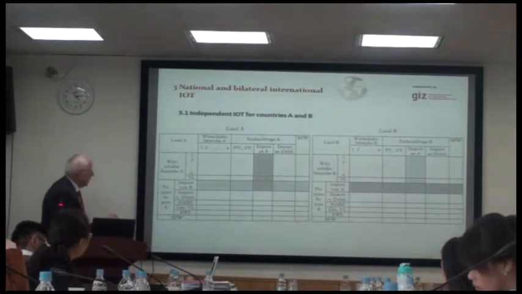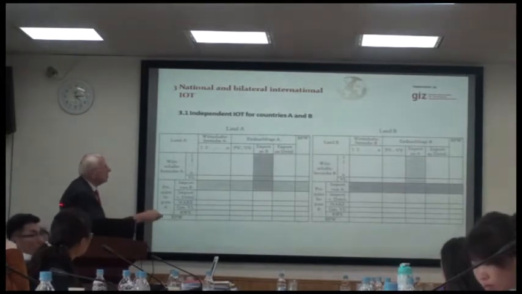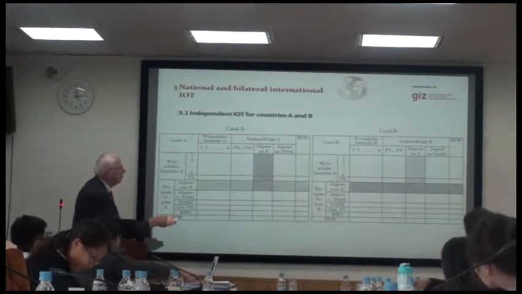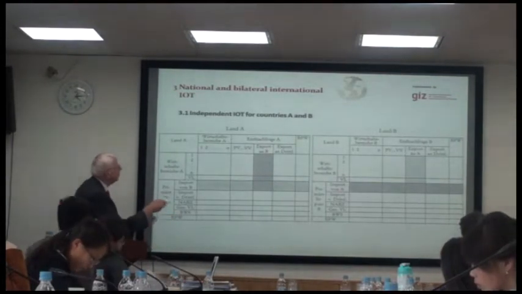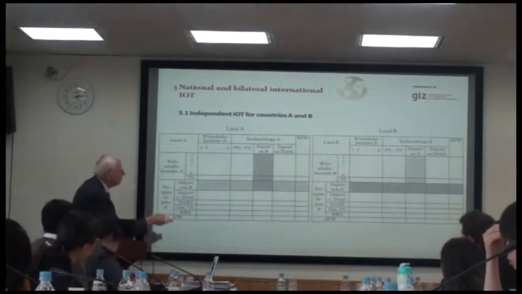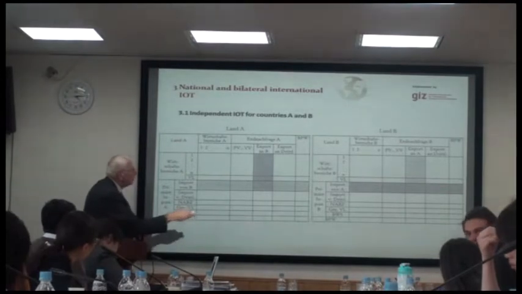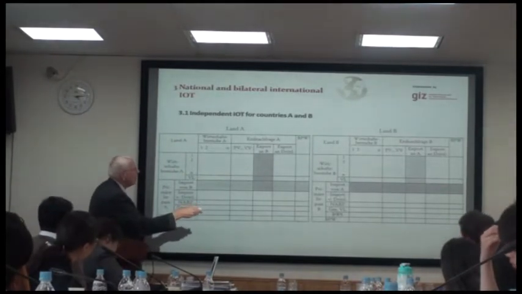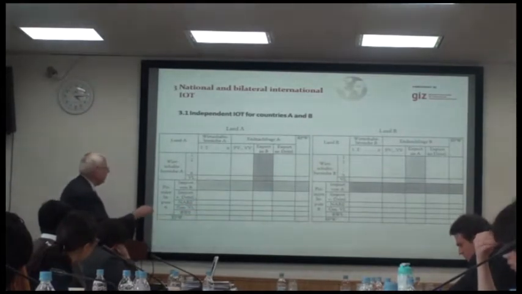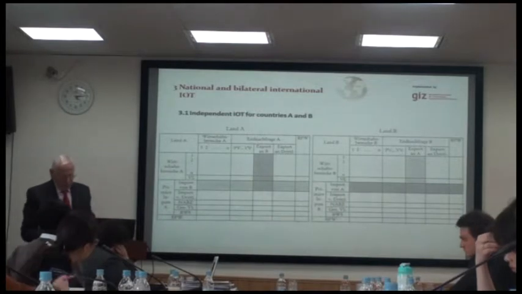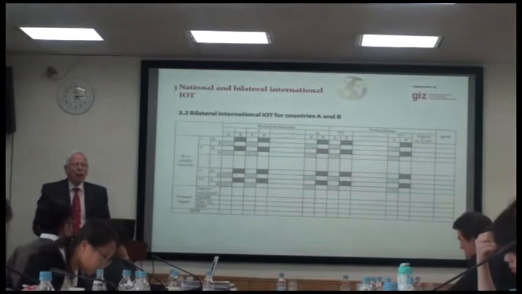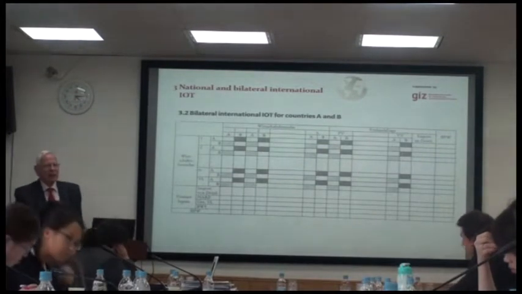So here we have the imports from B, it will be the export of A. Here are the imports of B from A, and here are the exports from A to B. This one will be in this matrix the column, in this matrix the row. This export from B to A will be in this matrix the column, and here in this matrix in Mongolia, the row for imports.